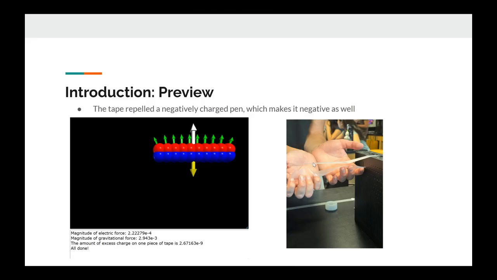Here's the lab setup we had. And then on the left is the GlowScript model. We determined that the tape was negative in the first lab. We can show the electric force and the gravitational force and the amount of electric charge on one piece of tape. This is an estimate using this model as a line charge.